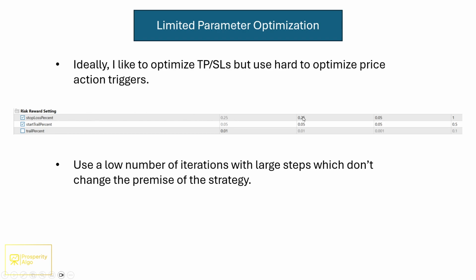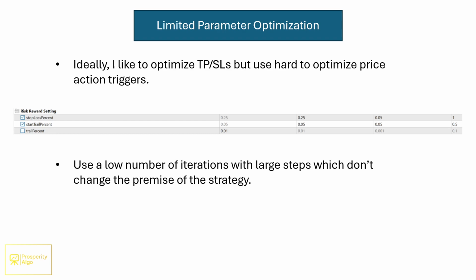So here we see stop loss percent. We're optimizing from 0.25 to 1%, and you're using 0.05 steps. So there's really not a ton of steps here. And then here as well, we're optimizing the start trail percent from 0.05 to 0.5, and we're using 0.05 steps here. So when we do it all together, we're going to be under 200 iterations over a relatively small period of data. In doing so, you are not running a ton of iterations, and you're only optimizing across a very small segment of the total parameters. And doing this significantly reduces your risk of overfitting.